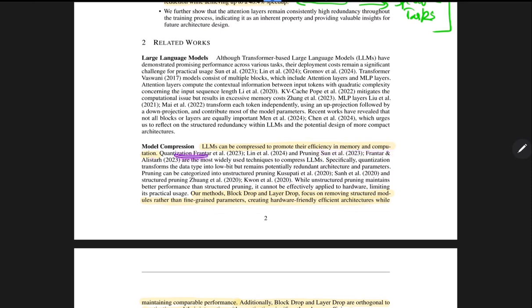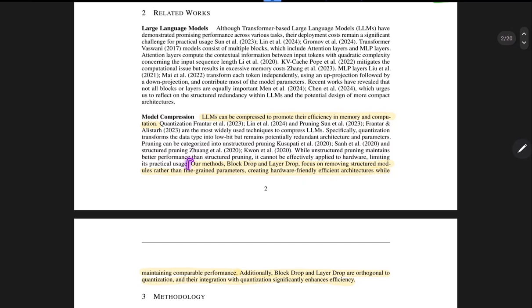Right? They have quantization, then you have pruning, which are the most widely famous techniques. Our method, they are saying, block drop and layer drop, focuses on removing structured modules rather than fine-grained parameters. So obviously, what is the best method right now? We already know these two things, where we remove parameters. They are saying that instead of parameters, let's directly remove the structured modules. We are removing the whole modules.